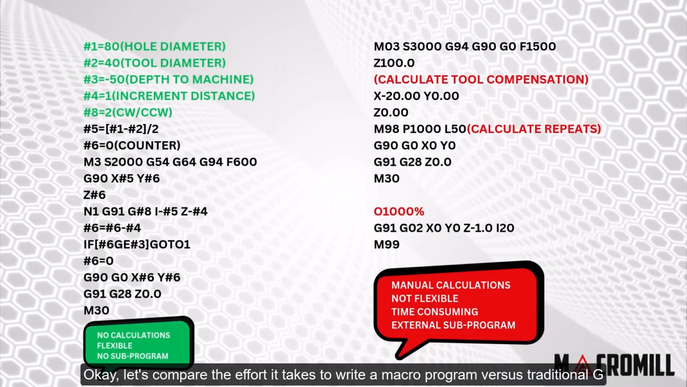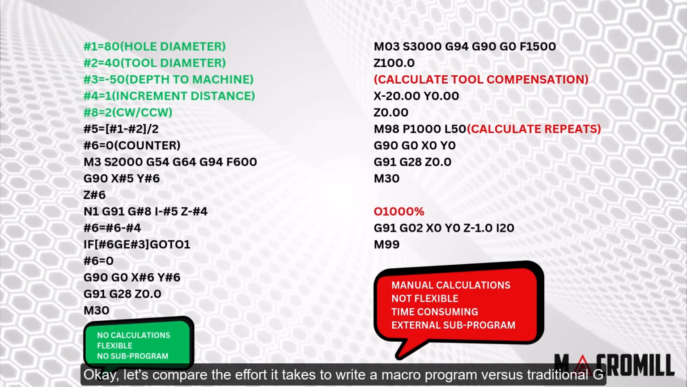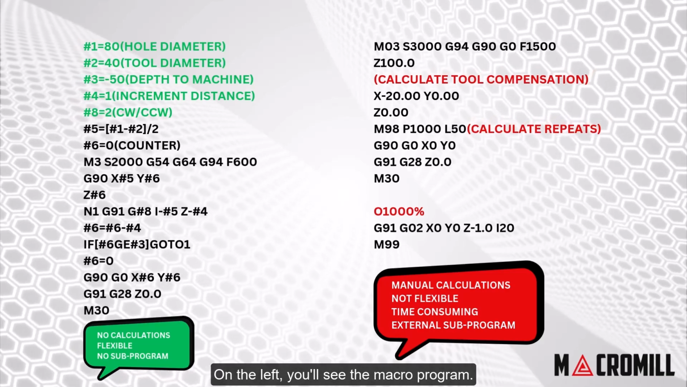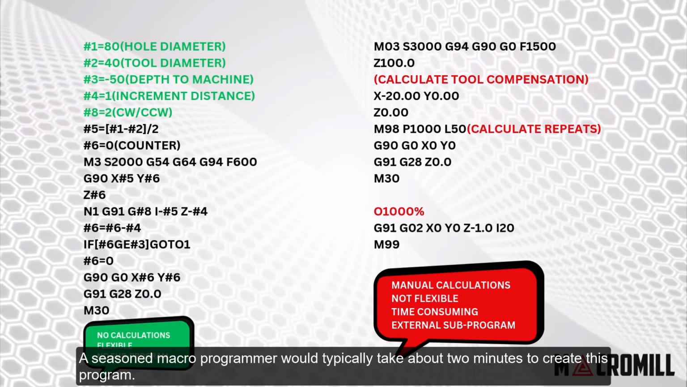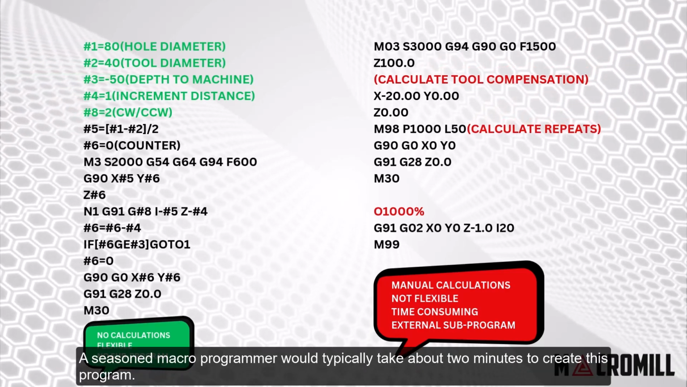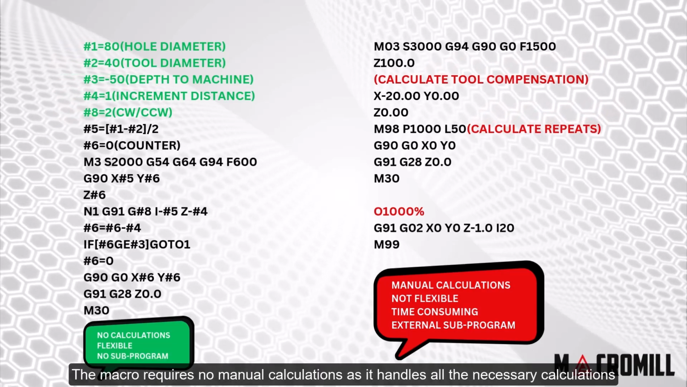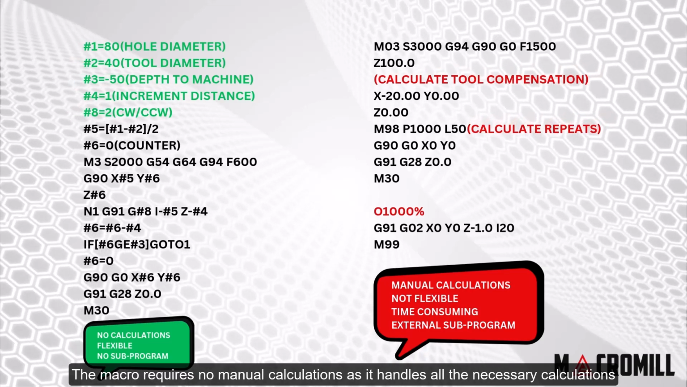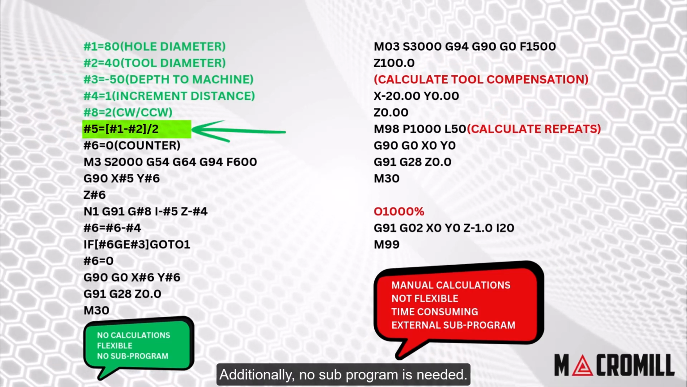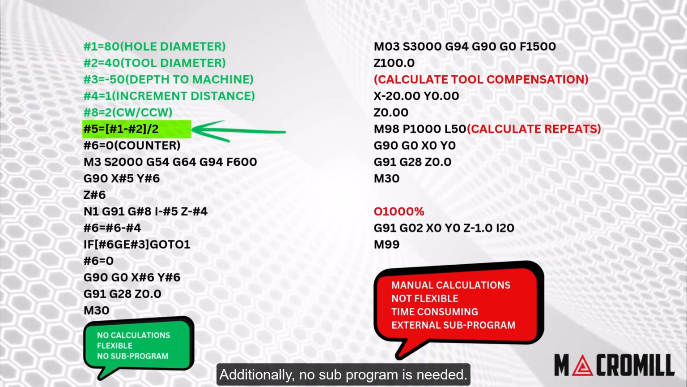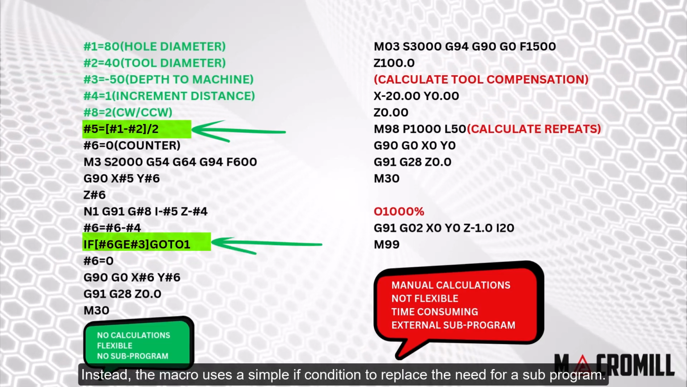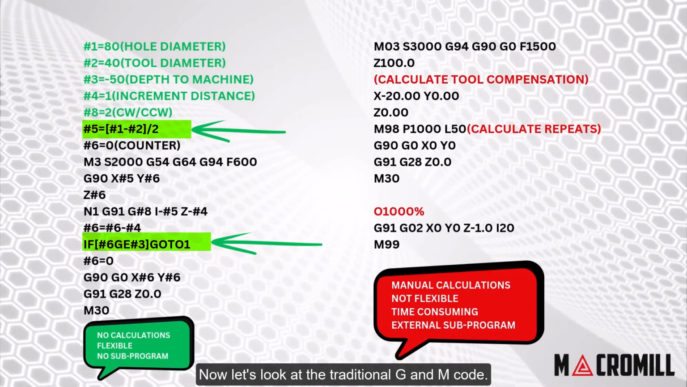Okay, let's compare the effort it takes to write a macro program versus traditional G and M code. On the left, you'll see the macro program. A seasoned macro programmer would typically take about 2 minutes to create this program. The macro requires no manual calculations, as it handles all the necessary calculations internally. Additionally, no subprogram is needed. Instead, the macro uses a simple if condition to replace the need for a subprogram.